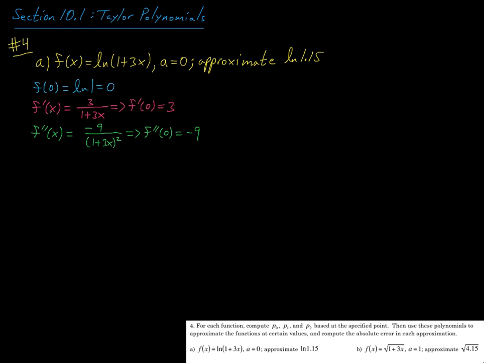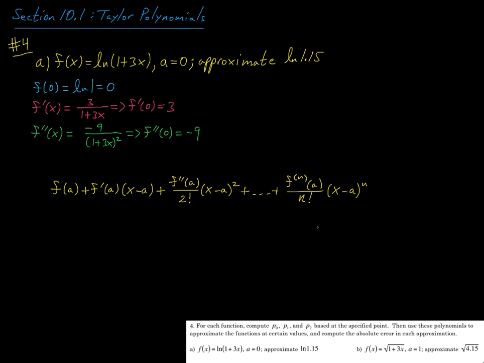Now for f prime of x, since we're differentiating a natural log, I'm going to get 1 over 1 plus 3x, and then from the chain rule, I'll pick up this factor of 3. So that implies that f prime of 0 is 3. F double prime of x, well, if I just differentiate this expression, I'm going to get a negative 9. I pick up another factor of 3 from the chain rule, and then we're dividing that by quantity 1 plus 3x squared. Okay, so that implies that f double prime of 0 is negative 9.